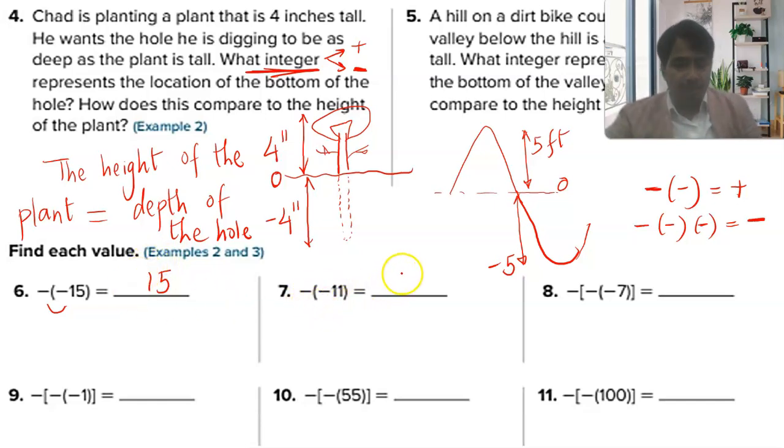Again, negative, negative, positive, just write 11. 3 negatives is a negative. So the answer is negative 7. 3 negatives, negative. 2 negatives, 2 minus make a plus. So 55. And again 2 minus, so plus, so 100.